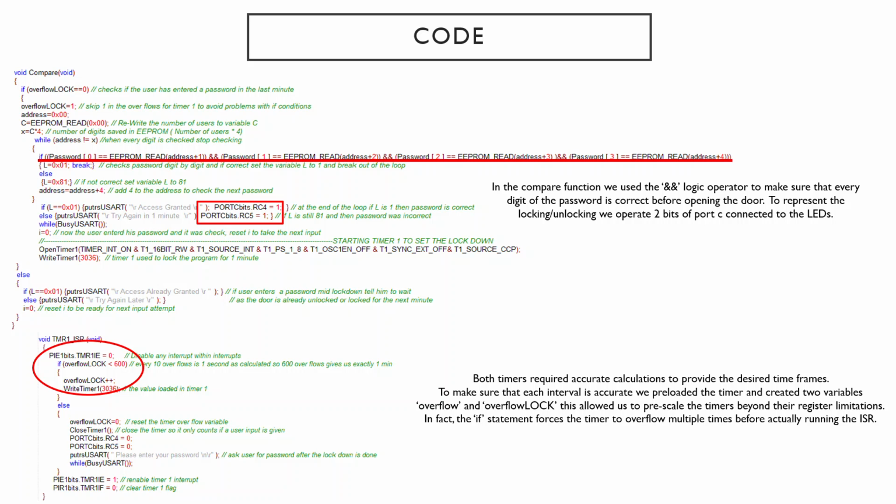We have explained the calculations in the report, where we have included the maths behind this, and also why we have preloaded the timer with 3036. This is just to have accurate timers and accurate time frames.